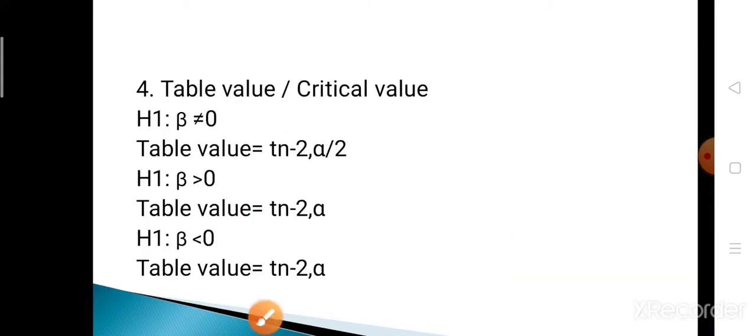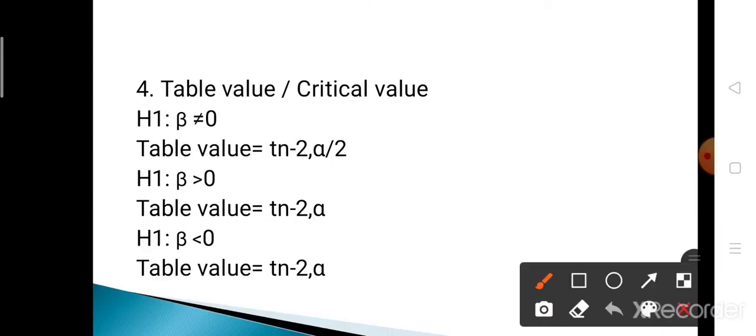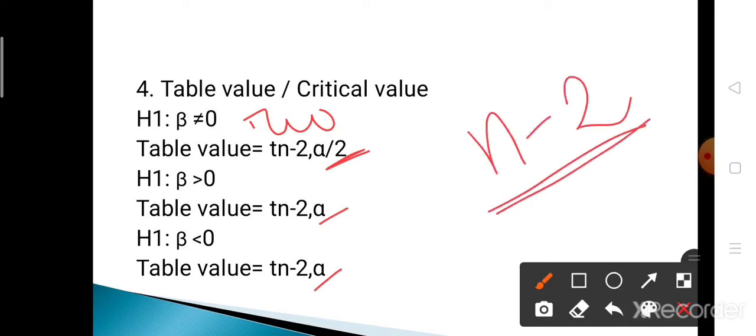Okay. Now the next step is the table value or critical value. There are three cases, that is three alternative hypotheses: beta is not equal to 0, beta is greater than 0, and beta is less than 0. Not equal to means the two-sided test, and for the two-sided test see the table value for alpha by 2, and for one-sided right or one-sided left see the table value for alpha only. The degrees of freedom for the correlation test and the regression test is always n minus 2, that is the number of independent observations.